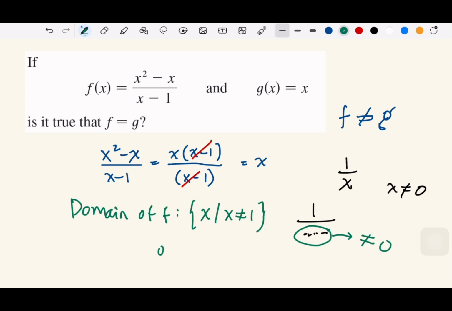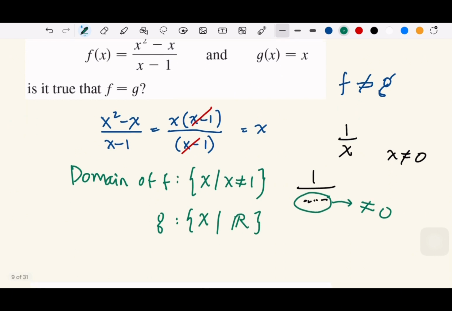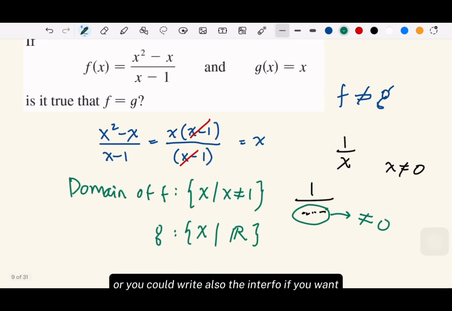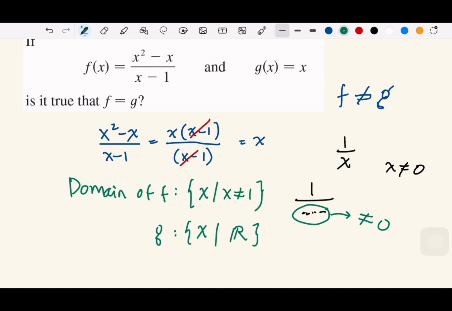While for g, x is all real numbers. Or you could also write the interval if you want. Okay, so they have different domains, so they are different functions. Got it? Got it? Okay.